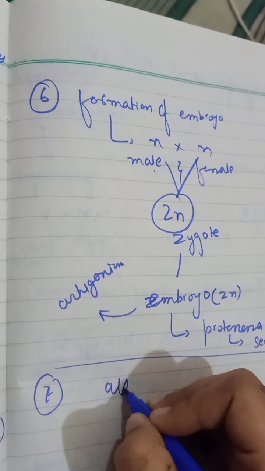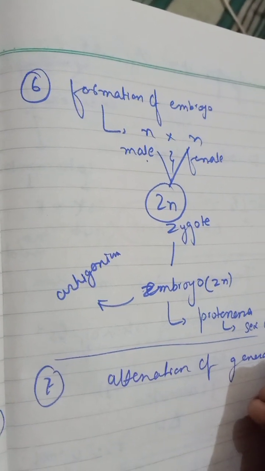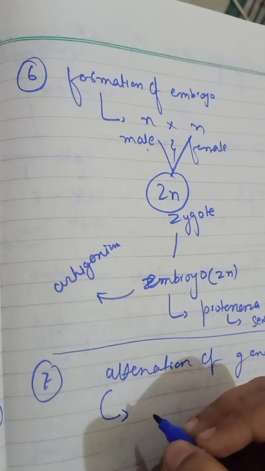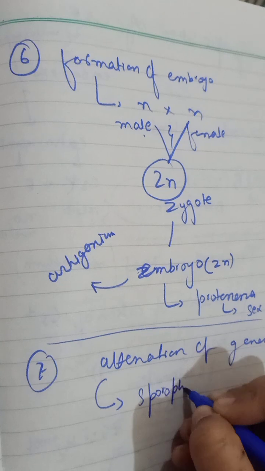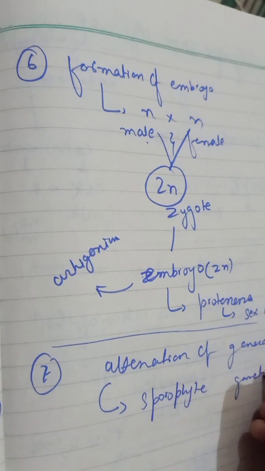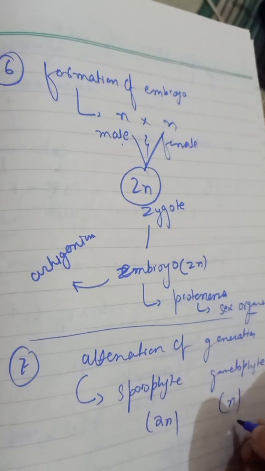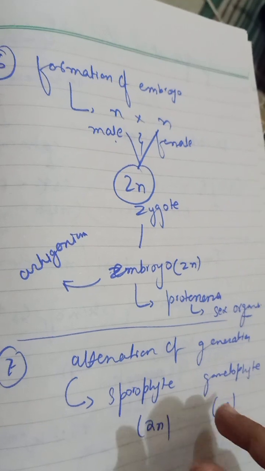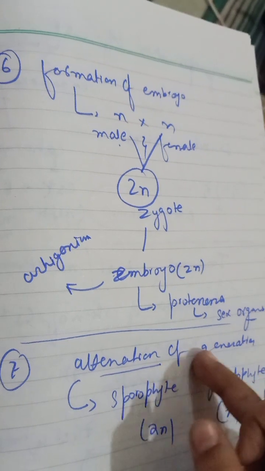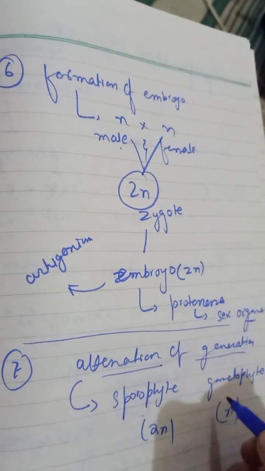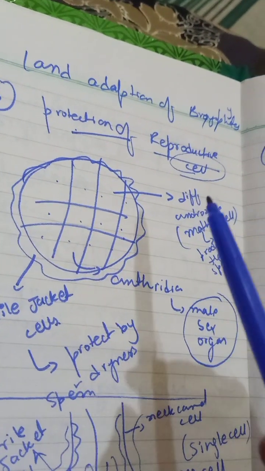Seventh, we have the alternation of generation, which means in the life cycle of bryophytes there are two stages: the sporophyte and the gametophyte. The sporophyte is diploid and the gametophyte is haploid. From the sporophyte, spores develop; from the gametophyte, gametes develop. Both are different stages, which is called the alternation of generation. So this was about the remaining land adaptations of the bryophytes.